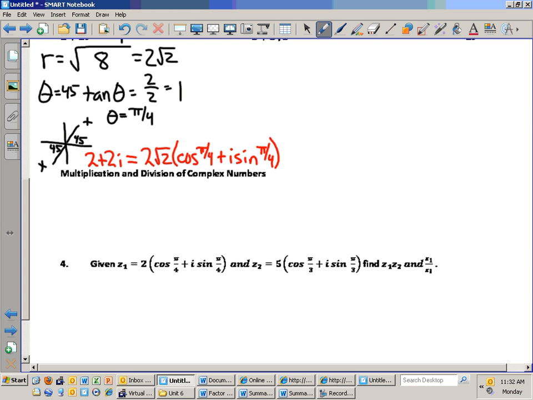Those are the same. In fact, if you calculated the cosine of pi over 4, it is the square root of 2 over 2. If you calculate this and then distribute the 2 square roots of 2 through, you would come up with exactly that, 2 plus 2i. Because cosine of pi over 4, like I said, is square root of 2 over 2, and the sine of pi over 4 is square root of 2 over 2. So as you distribute, you would come up with this exact same thing. They are the same, 100%.